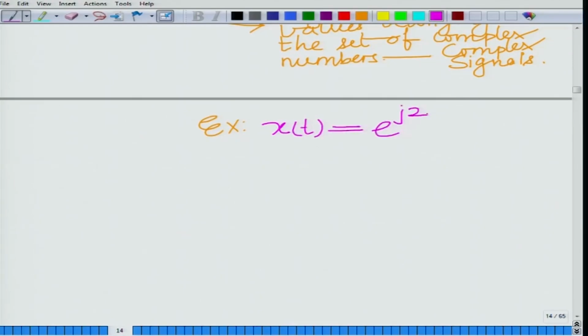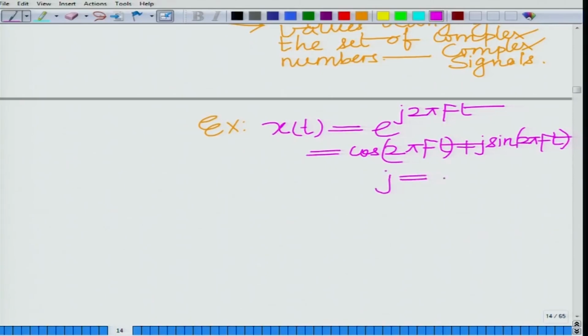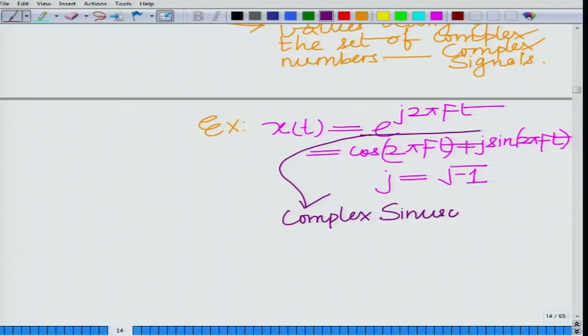For instance, the classic example of a complex signal is x t equals e to the power of j 2 pi f t, which can also be written as cosine 2 pi f t plus j sine 2 pi f t, where j equals the imaginary number square root of minus 1. This is a complex number, correct? This is also termed a complex sinusoid.